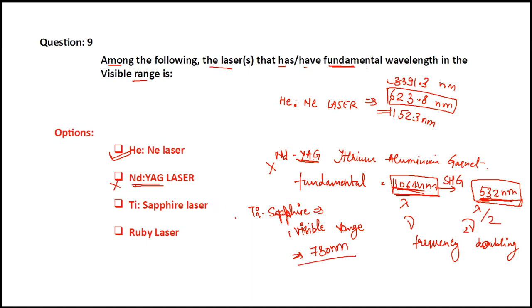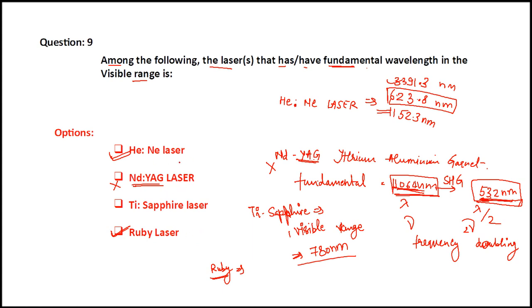Then the last option is the ruby laser. What is a ruby laser, do you know? It's a three-level laser. It is Al2O3 with Cr3+, chromium in the plus 3 state. So the ruby laser is also a laser which emits in the visible range.